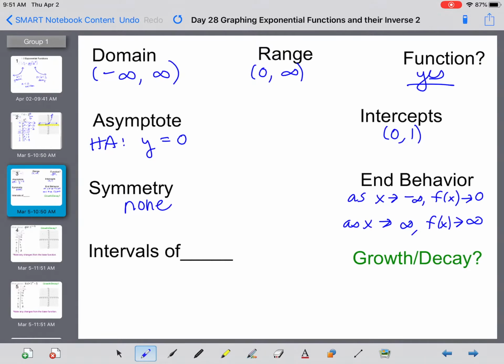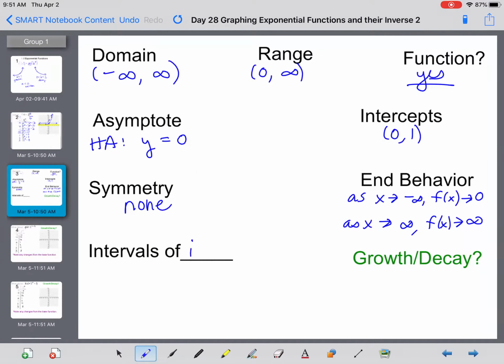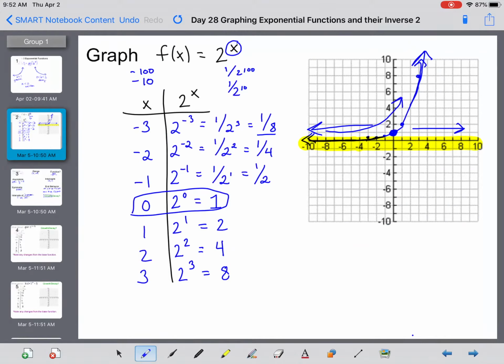And then my intervals here, it looks like the only thing I have is an interval of increase. As my x's are getting bigger, so are my y values. So we have intervals of increase, and that is happening over the entire domain of our function. And this would be an example of exponential growth, because again, notice as my x's are increasing, my y's are also increasing. The other thing to take note of here is my b value is bigger than 1, so that tells me that I'm going to have a growth.